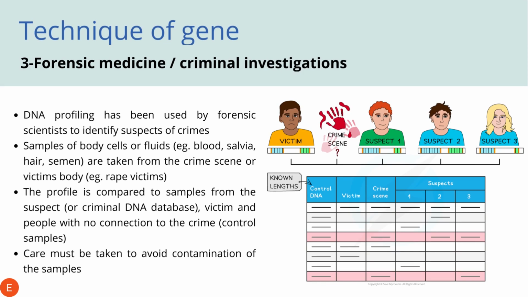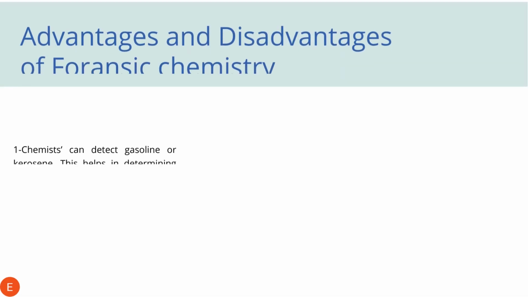Criminal investigations. DNA has been used by forensic scientists to identify suspects of crime. In this example, we have one victim and three suspects. Samples of body cells or fluids like blood or hair are taken from the crime scene or victim's body, and we compare them with the samples from the three suspects. DNA will help us to identify which one is the real criminal.